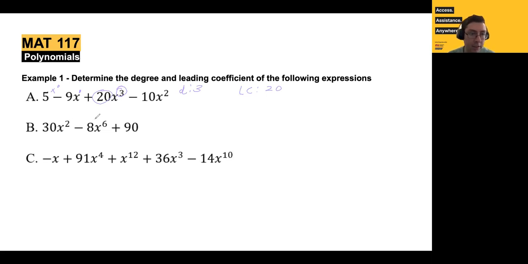And same deal with part B. x to the 6 is the highest here, and then I like to put x to the 0 right by the constant to remind myself. The highest degree is 6. Be sure to account for this negative sign in the leading coefficient. So it'll be -8 for the leading coefficient, 6 for the degree.